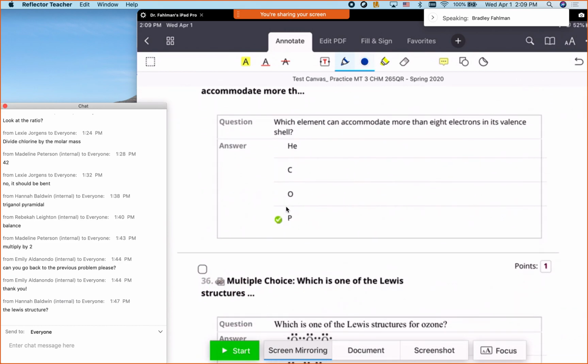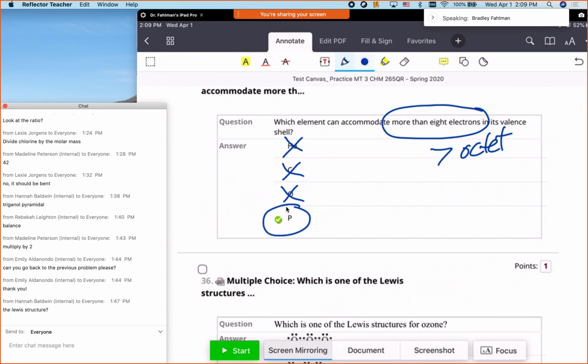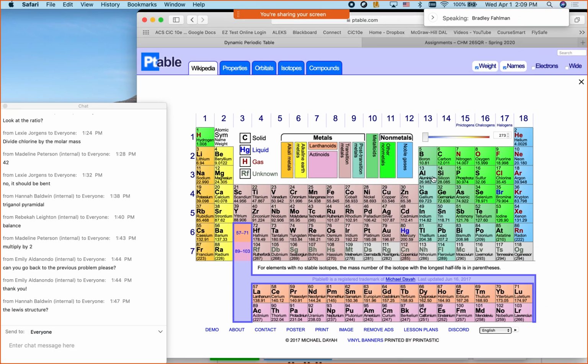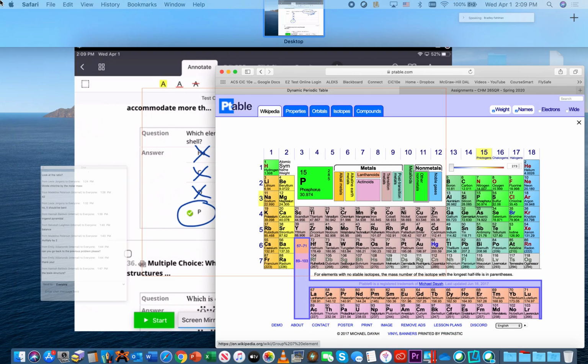Which element can accommodate more than 8? Can exceed its octet? Again, carbon has to have 8. Oxygen has to have 8. Helium can't go more than 8. And so phosphorus is beyond that second row, right? It's right here. So it can have more than 8.